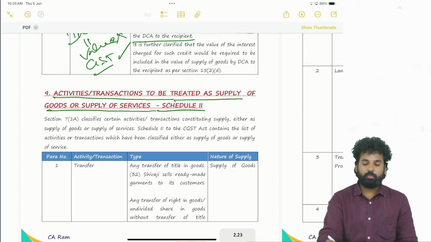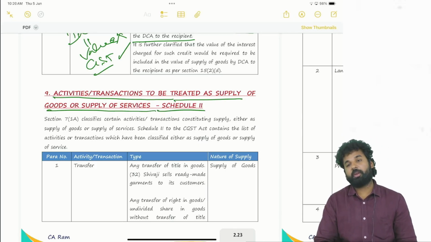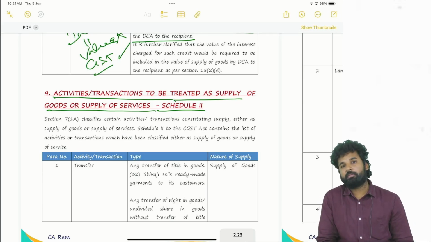Why is it so important? In the previous regime before GST, there were certain activities on which there was a lot of confusion, whether they would be treated as supply of goods or supply of services. Let's say you take a restaurant, in that supply of goods is there, supply of service is there. In the earlier regime, VAT used to apply because it is a supply of goods, and service tax used to apply because there is a service involved in it.